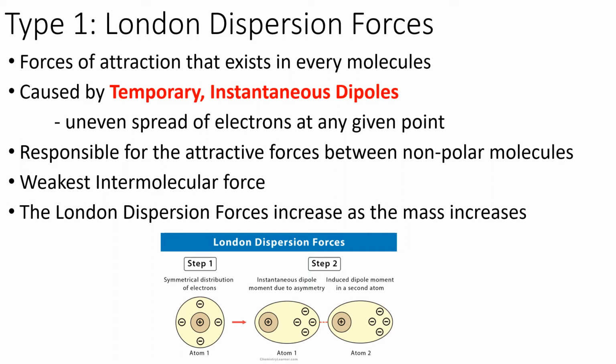So let's start with the London dispersion forces. London dispersion forces are forces of attraction that exist in every molecule. They are caused by temporary instantaneous dipoles, which have the uneven spread of electrons at any given point. They are responsible for the attractive forces between nonpolar molecules, and they are the weakest intermolecular forces. The London dispersion forces increase as the mass increases.